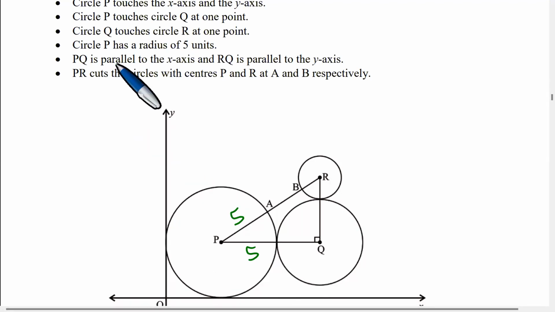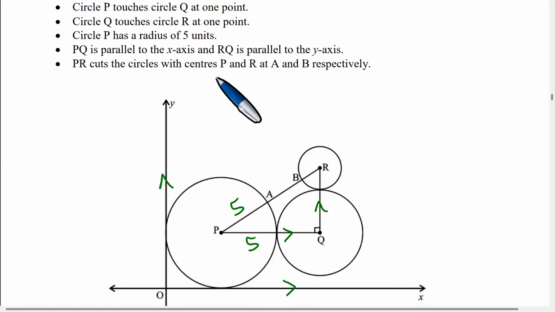Right, and RQ is parallel to the y-axis. So PQ, this one, is parallel to the x-axis, and there's also RQ, which is parallel to the y-axis. PR cuts the circles with centers P and R at A and B respectively. Here is PR.